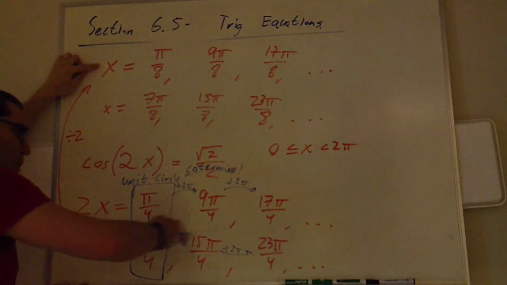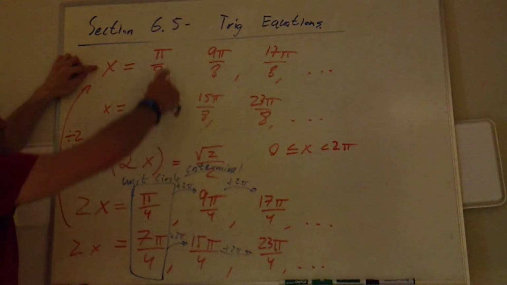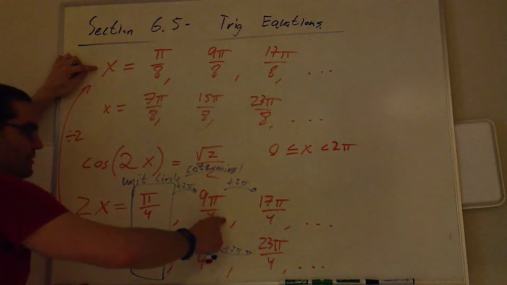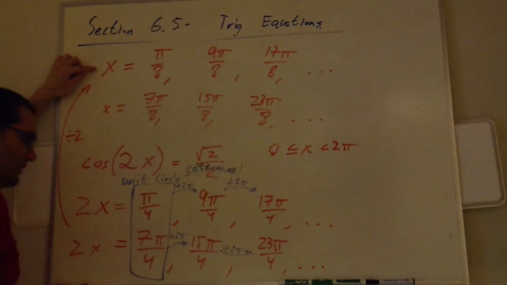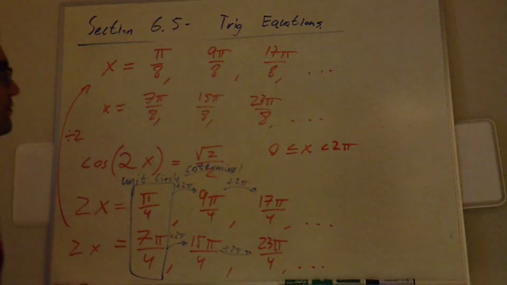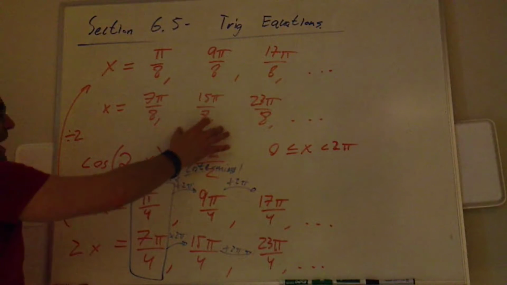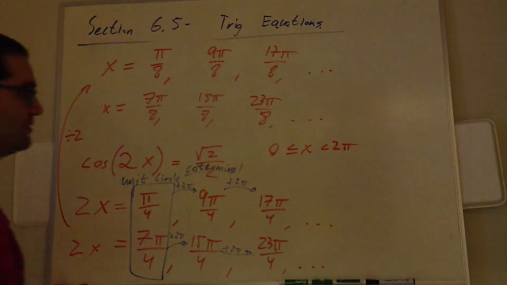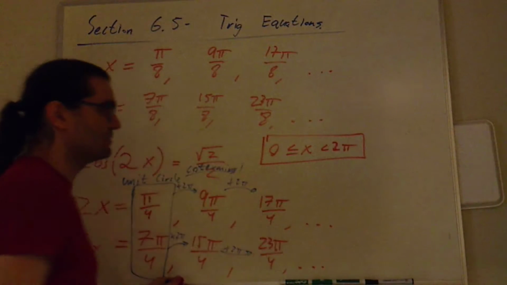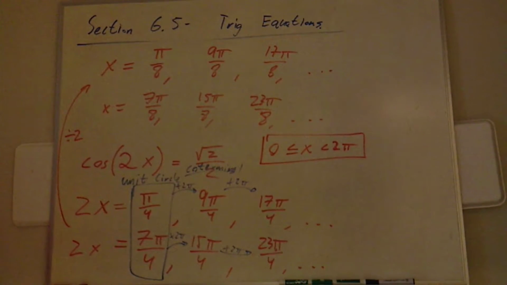When you divide all of these things by 2, you get pi over 8 instead of pi over 4, 9 pi over 8 instead of 9 pi over 4, etc. So now we have another big list of all the things x could be. And now is the last step. We have to look at which of those values we're allowed to use.